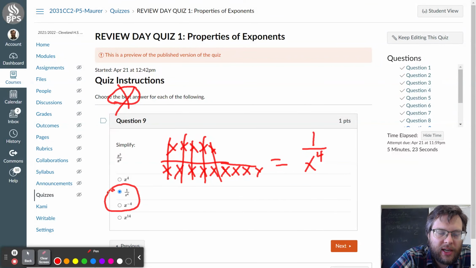Remember that x to the negative 4 is what you would get if you used the shortcut of x to the 5 minus 9, making that into x to the negative 4. On the test, I won't use a word like best because that's not clear.